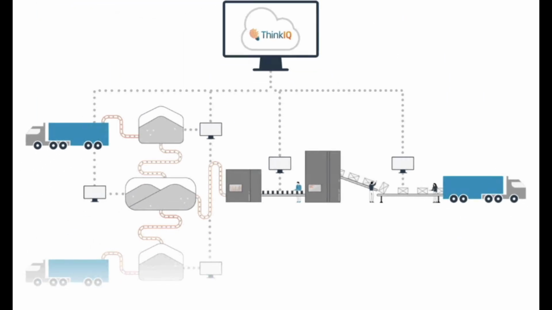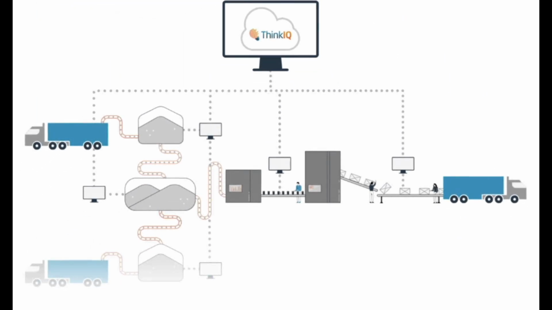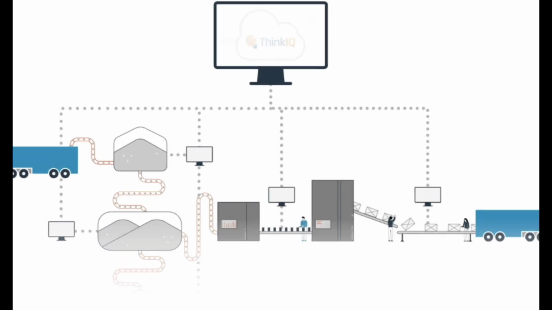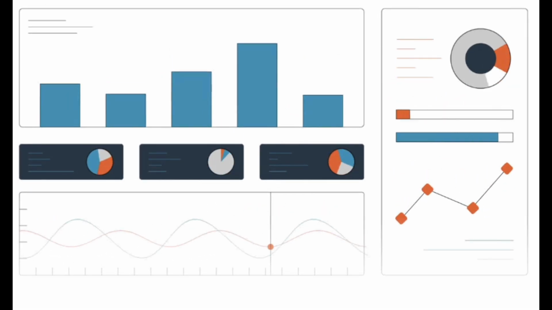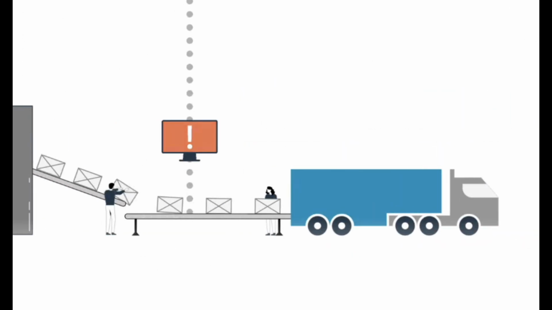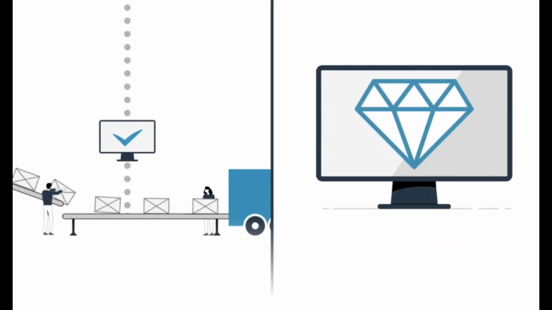That's where ThinkIQ comes in. ThinkIQ is an operating system for intelligent manufacturing that connects and contextualizes data across your entire operation, from the plant floor to the supply chain, turning raw data into actionable intelligence.